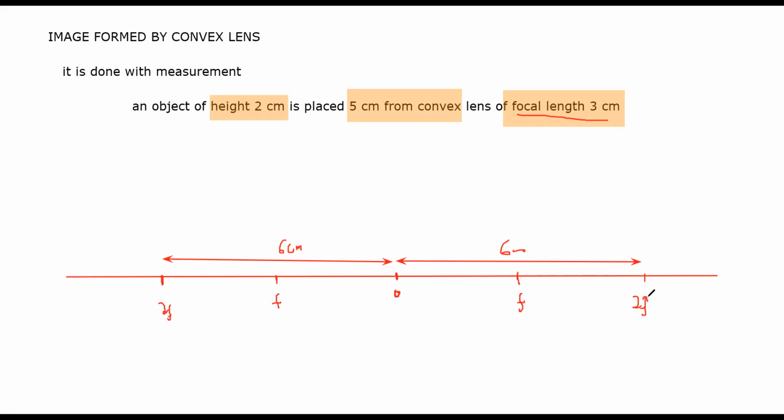Finish till this point? Everyone done till this point? So your figure should appear like this, not these 6 centimeter arrows. It will appear like this, like you marked focus and you marked 2F.